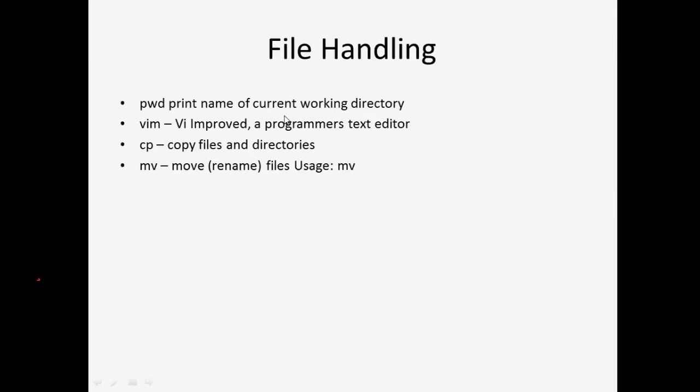Then again, PWD, that is present working directory. As we stated earlier, everything is command line interface, so you won't know where you are residing. When you get into a directory, for proper understanding of your location, you need to type PWD, present working directory, which will tell you the current location. Vim is a text editor, cp is copy, mv is move. In text processing, cat is nothing but concatenate. You can use cat to view or concatenate text. Echo is used for printing a particular text.